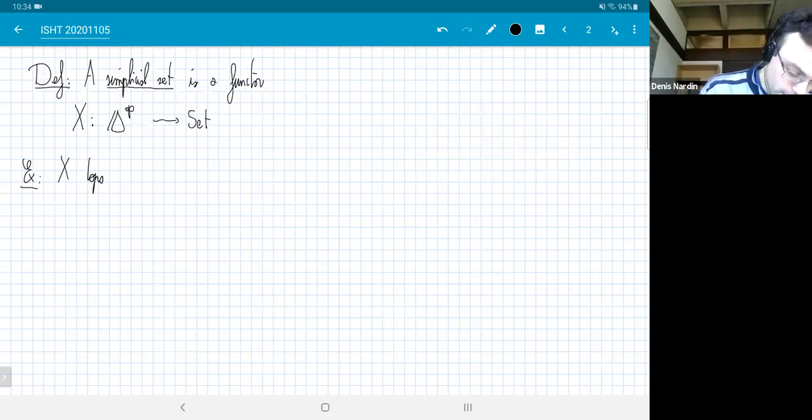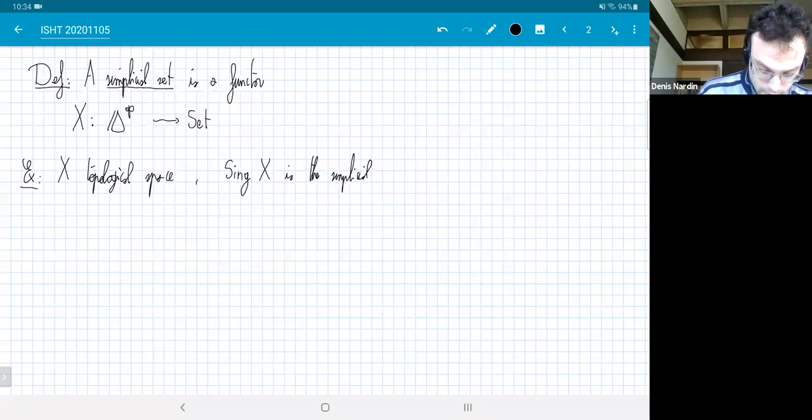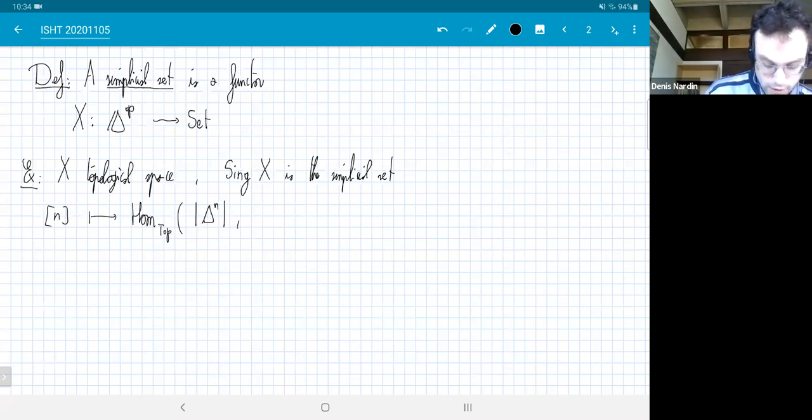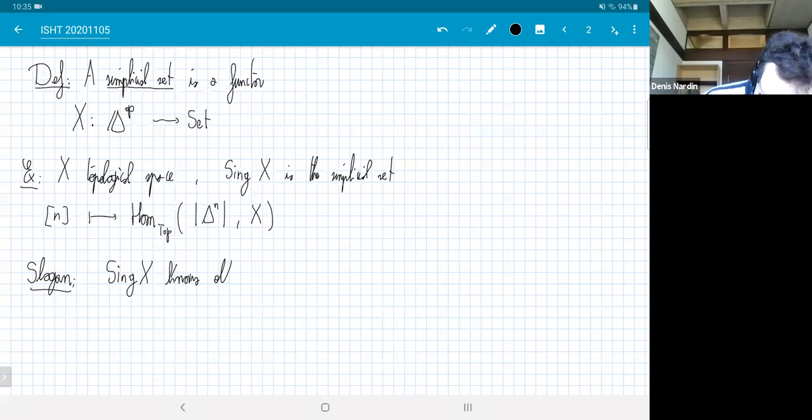So if X is a topological space, Sing X is the simplicial set that sends [n] to Hom in Top, so the set of continuous maps from the topological n-simplex to X. And that's actually the example that I want you to keep in mind for a simplicial set. It's not the most general, but okay. And the slogan is Sing X knows all about the homotopy type of X.